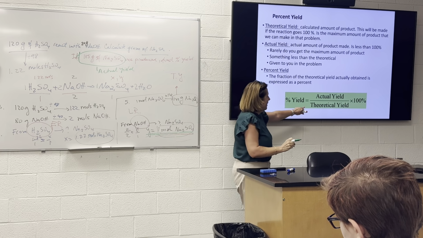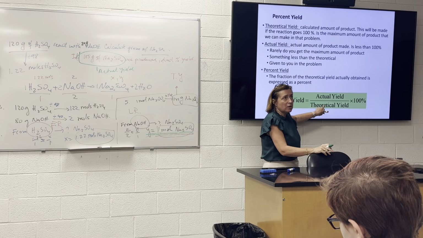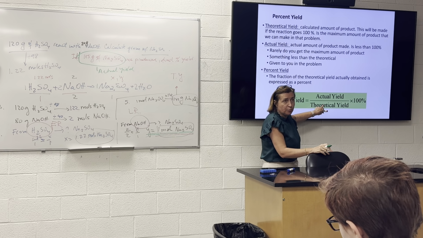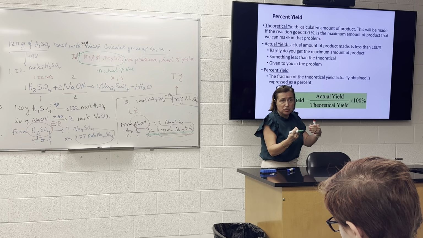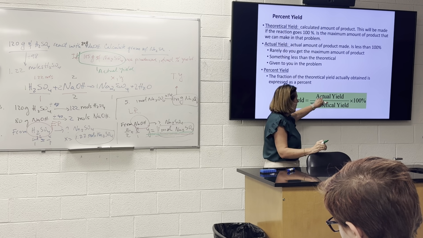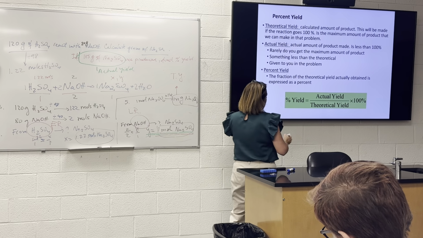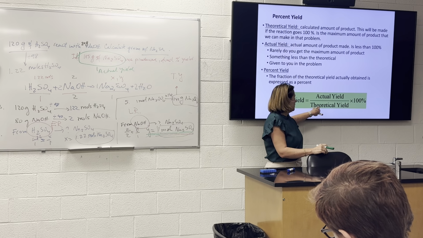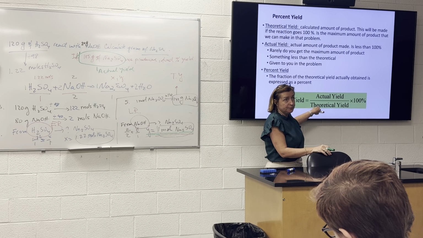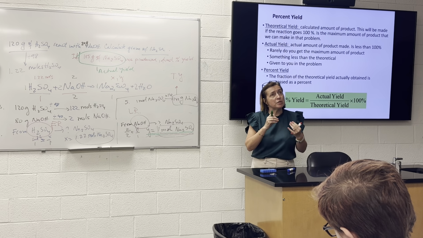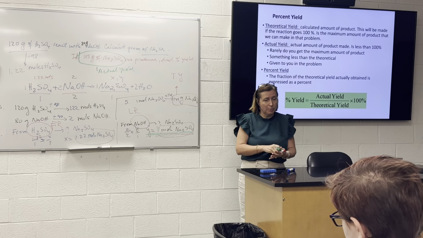The theoretical yield, which you calculate, is the smallest amount that you can produce, the smallest number that you pick with a limiting reagent, and the actual yield has to be given to you. So when you divide the actual, the smaller number, over the theoretical, which is always bigger, times 100, you get the percent yield of the reaction.